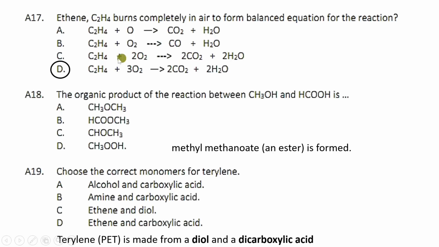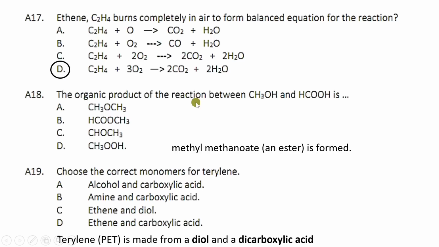No, this is an answer, but the equation is not balanced. This one is not. This one is not. Then 18A, the organic product of the reaction between this ethanol and the carboxylic acid is... So ethanol and the carboxylic acid, when they react, they will give us an ester.